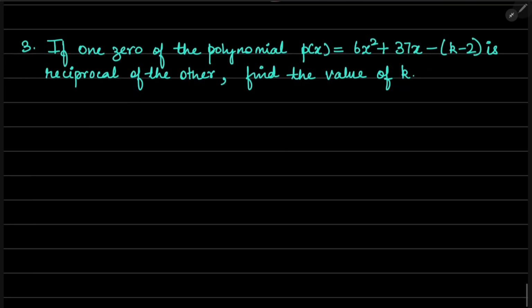If one zero of the polynomial p of x, the polynomial is 6x square plus 37x minus k minus 2, is the reciprocal of the other, find the value of k. Whenever you are given a polynomial and you are also given a zero, always make sure you are able to get the coefficients and relate them with the zeros of the polynomial. So first let's write the polynomial which is given. p of x is 6x square plus 37x minus of k minus 2.